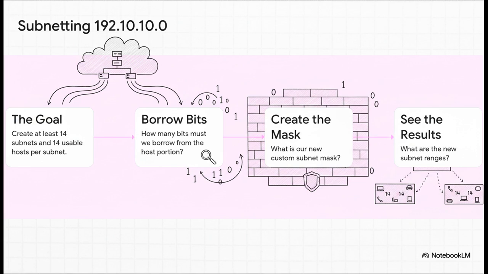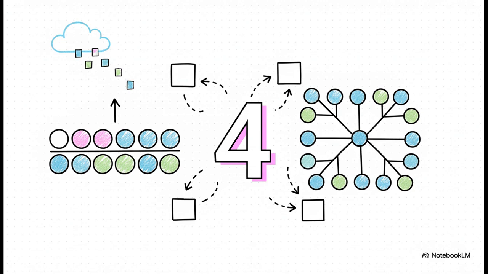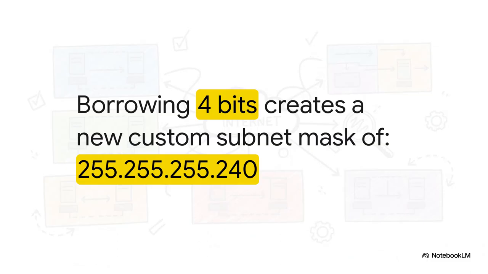Let's walk through it. First things first, how many bits do we need to borrow? Well, we need 14 subnets, and in networking, it's all about powers of 2. So let's see. If we borrow 3 bits, 2 to the power of 3 is 8. Nope, not enough. So let's try 4 bits. 2 to the power of 4 is 16. Perfect. That covers our 14 and even leaves us with a couple of spares.